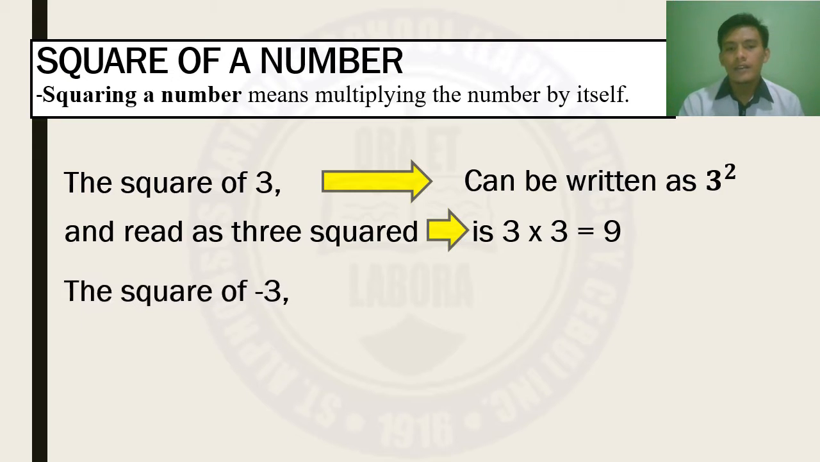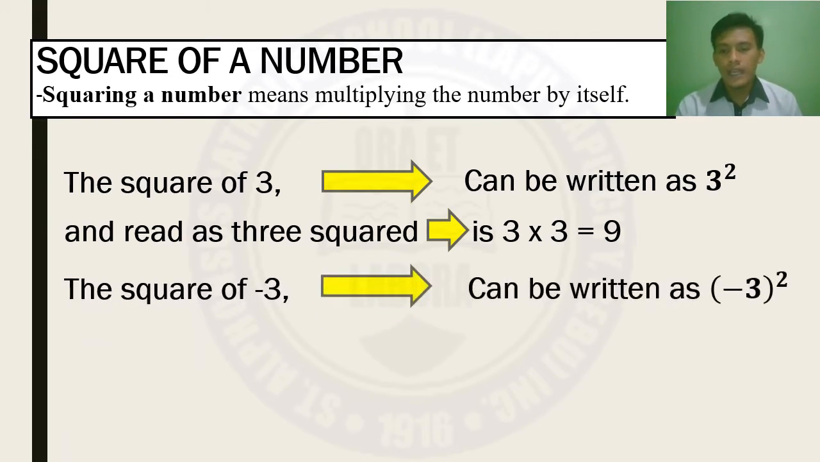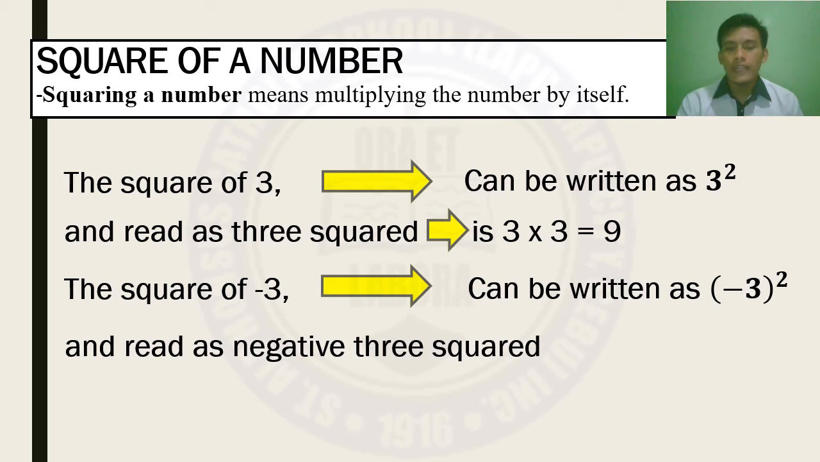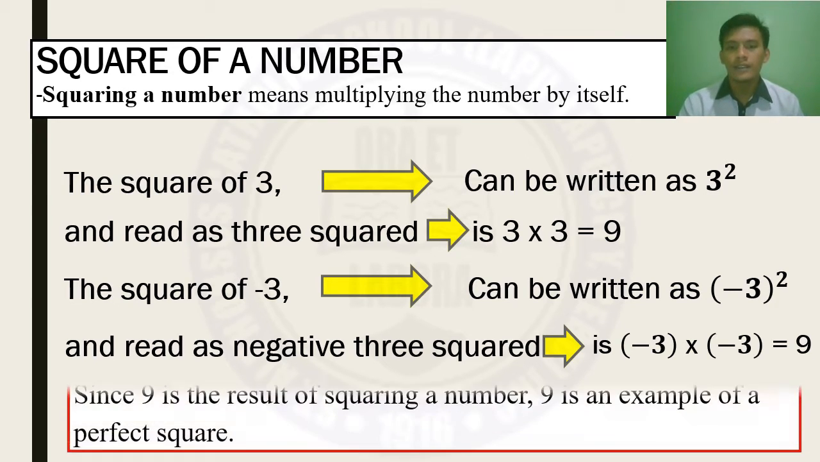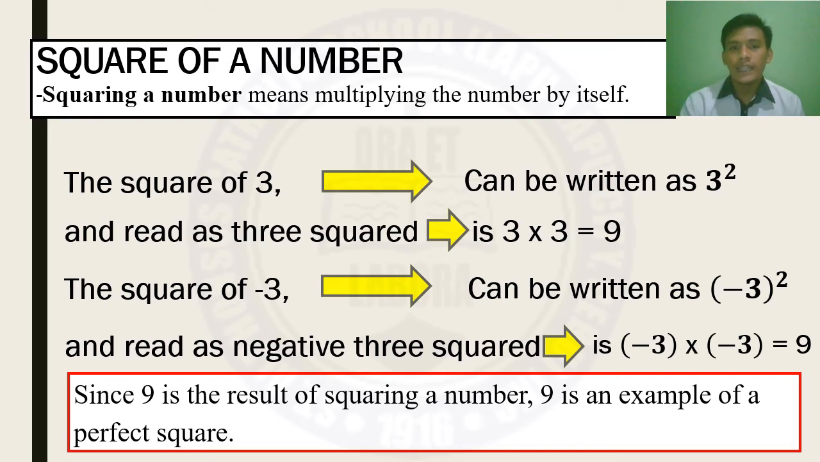How about the square of negative 3? It can be written as negative 3 squared, and negative 3 squared is negative 3 times negative 3, which is equal to 9. Since 9 is the result of squaring a number, 9 is an example of a perfect square.